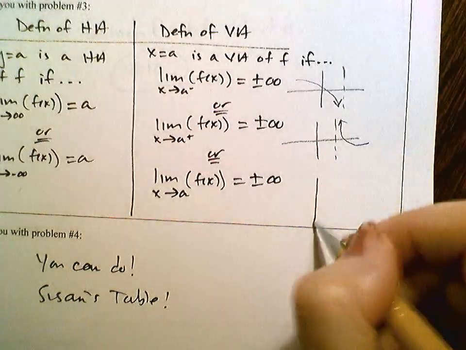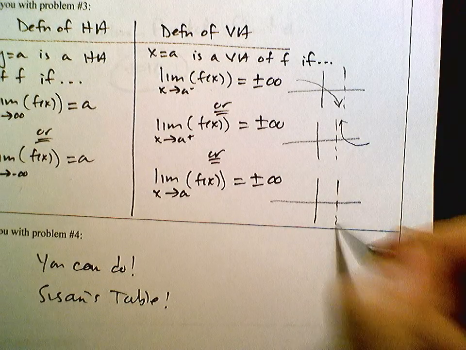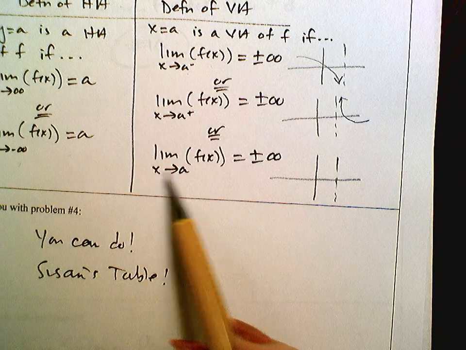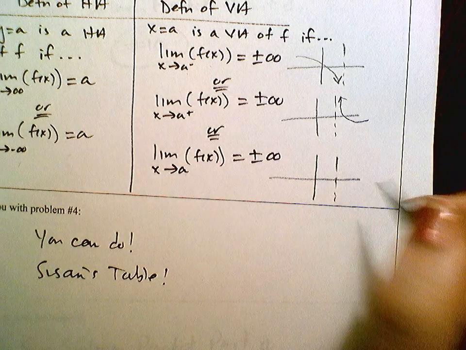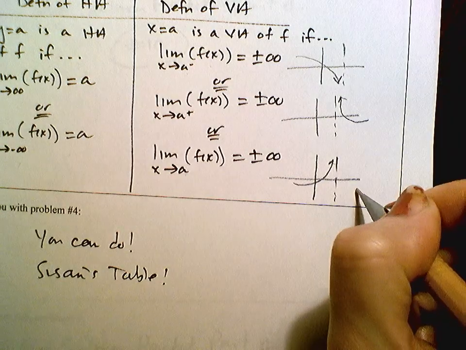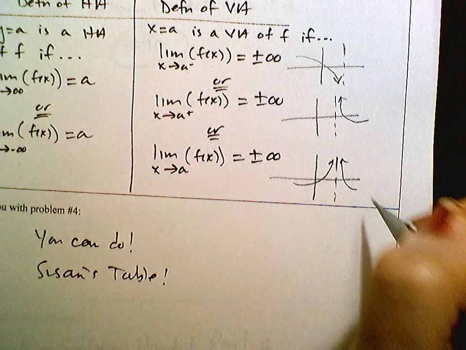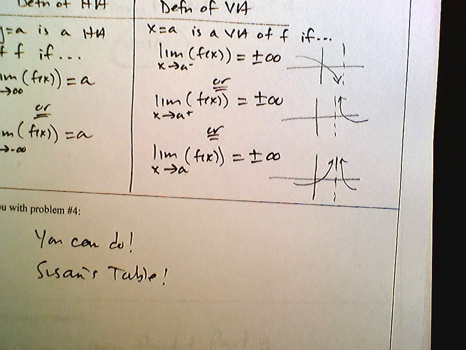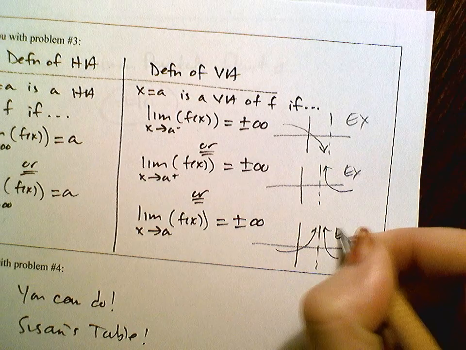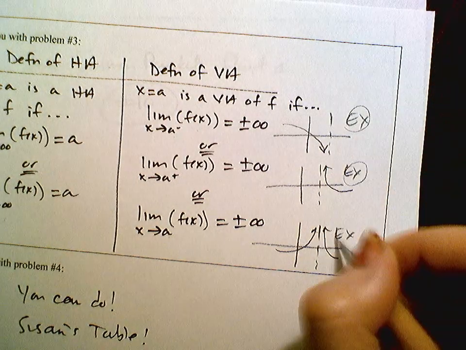Okay, and then this last one, you also could have the total limit, from both sides. So the limit as x approaches a of f of x equals positive or negative infinity. I'll do a volcano graph. Okay, so there's just some examples. Let's just say example, because I didn't show both cases.